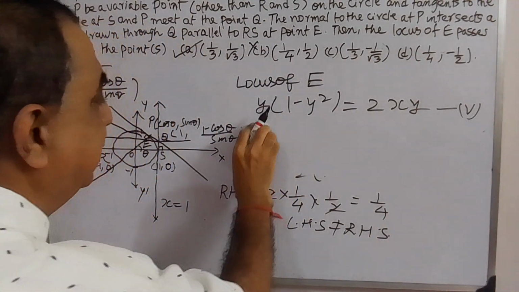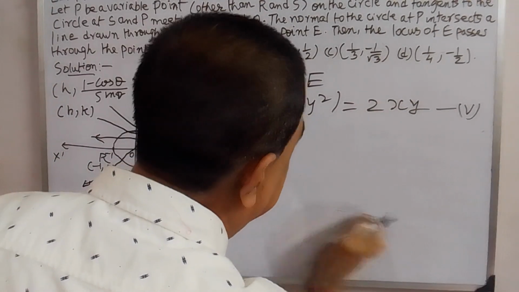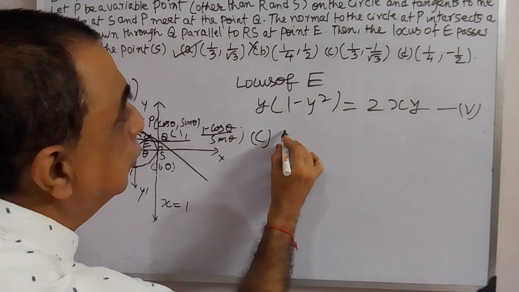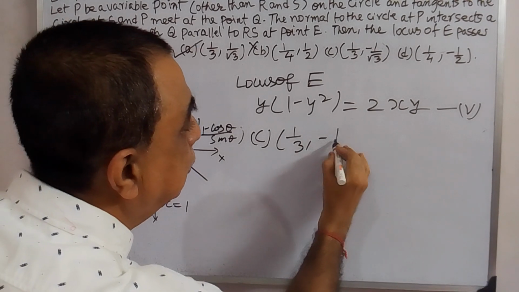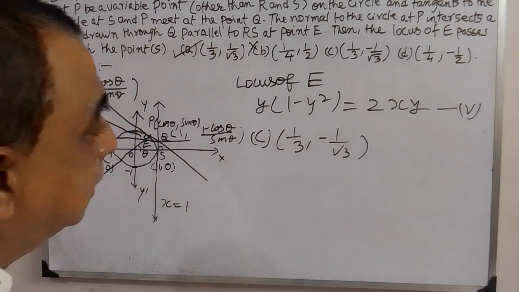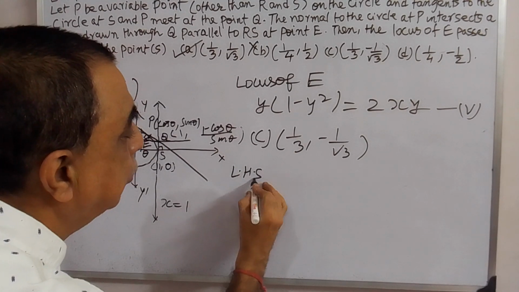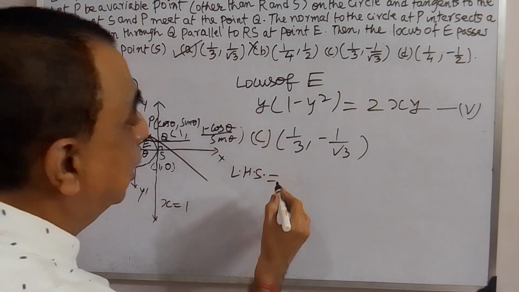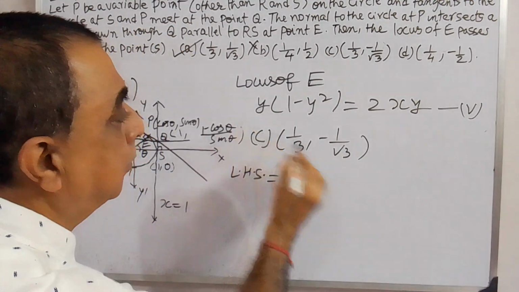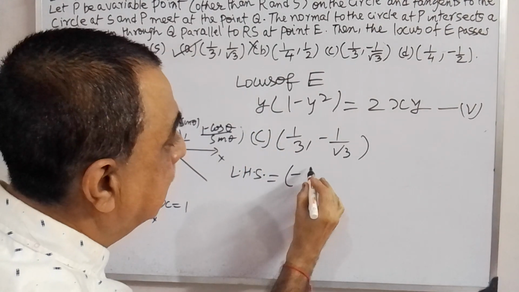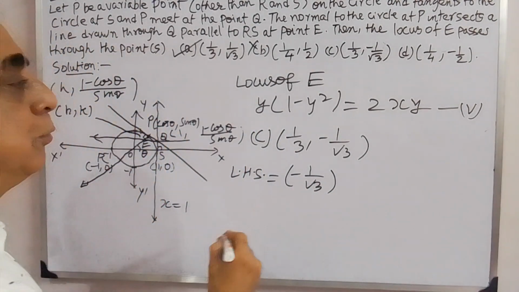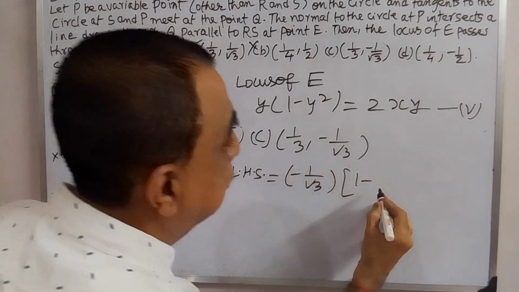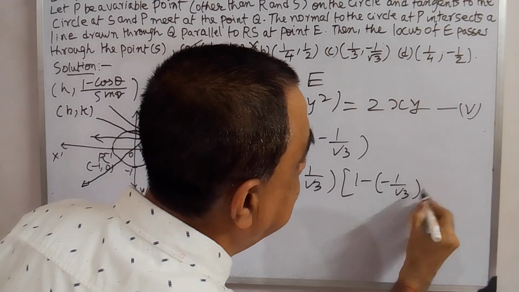Now you will check the point C. Check whether point C is satisfying the locus or not. So I am checking point C now. C is 1 by 3, minus 1 by root 3. So here in place of x you will write 1 by 3, and in place of y, minus 1 by root 3. Now check by putting the points. So left hand side will be: for y we will write minus 1 by root 3, and 1 minus y squared, so this is minus 1 by root 3 whole square.